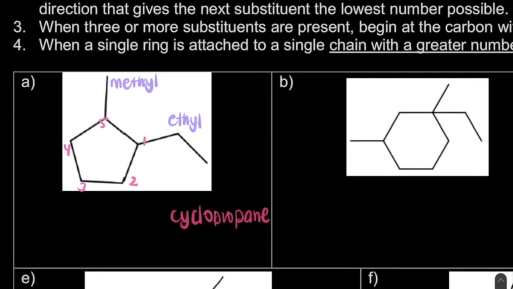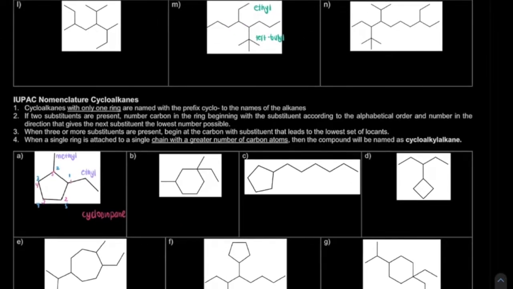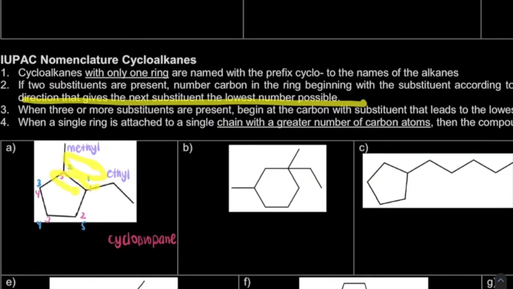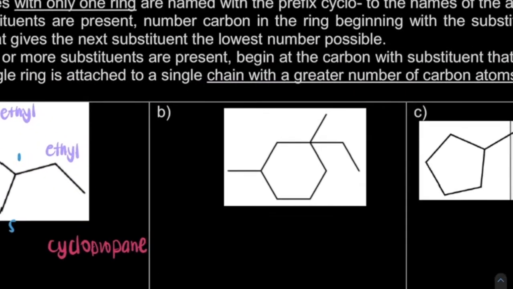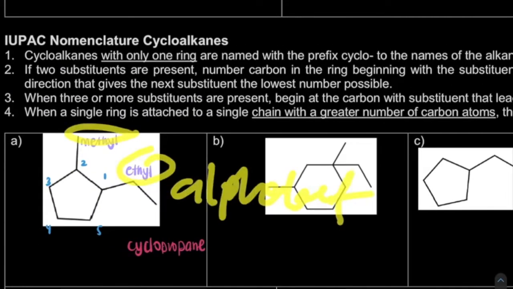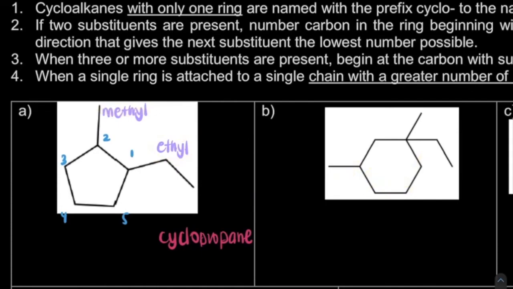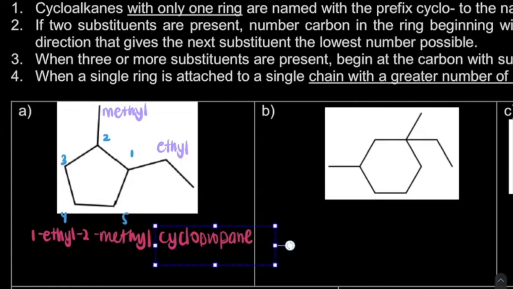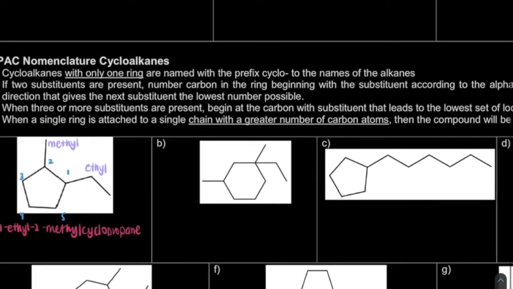Okay, so here contohnya Miss nak start kan. So there are 2 possibility, pink one dengan the blue one. Okay, again kita tengok number in the direction that give the next substituent the lowest possible number. So between blue dengan pink kita akan take the blue one. So I'm going to erase all the pink one. So the name would be, between ethyl dengan methyl, remember kena ikut alphabet. So ethyl dulu before methyl. So 1 ethyl, 2 methyl, cyclopropane. So this is the answer for question A.